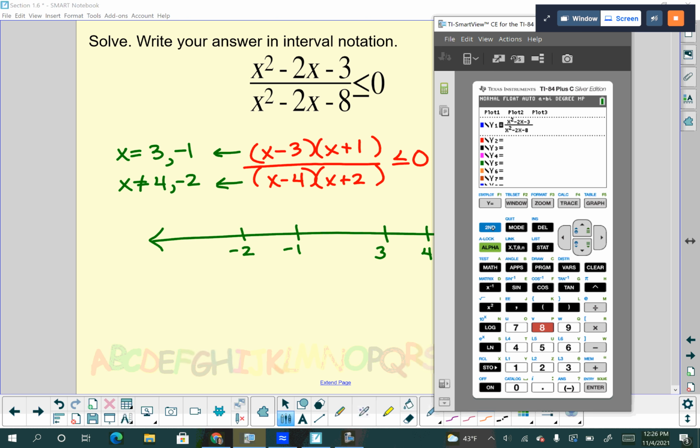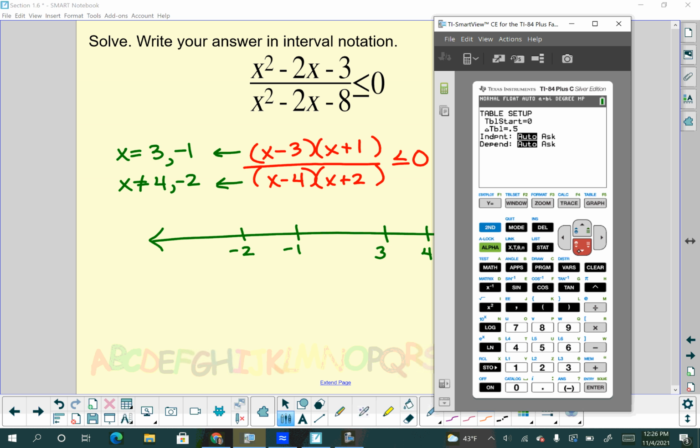To do that, hit second window, and then table start, it doesn't matter what that's at. You can just put a 0 there if you want to. And then what we really need to change there is triangle TBL. So that means change in the table. So that's what our table is going to count by. And yours is probably a 1 right now. I want you to change it to a 0.5. And it'll stay like that until you go back into the table settings and change it. So again, the table settings is just where it says table set, if you ever want to change that back to a 1.